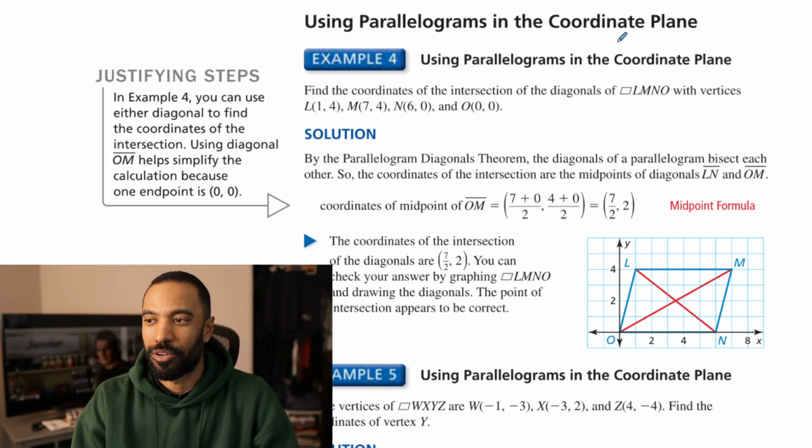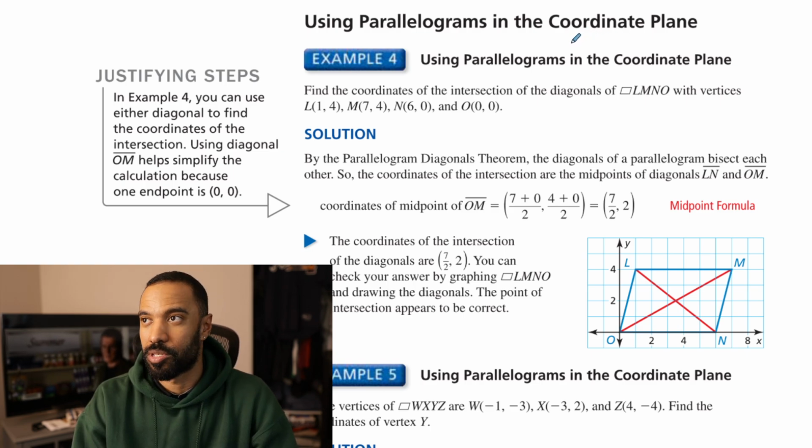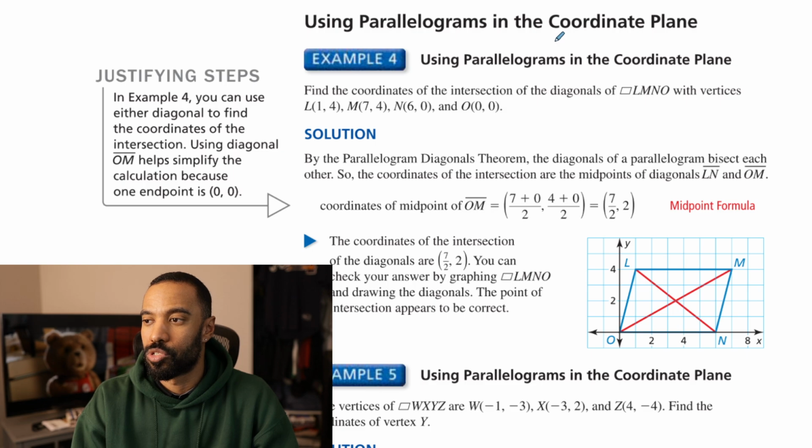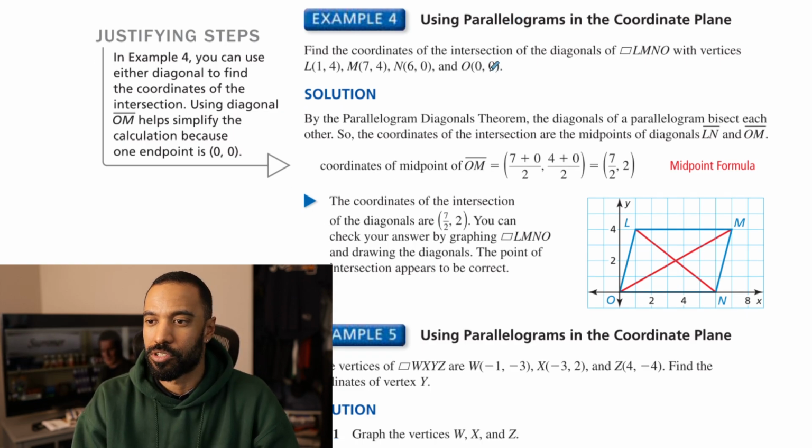How do we use parallelograms in the coordinate plane? Well, we do know opposite sides are parallel. We know opposite sides are congruent. So we can do things with the distance formula. We can do things with slopes. So get ready for some of that.